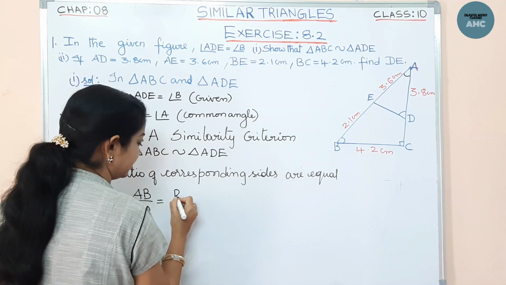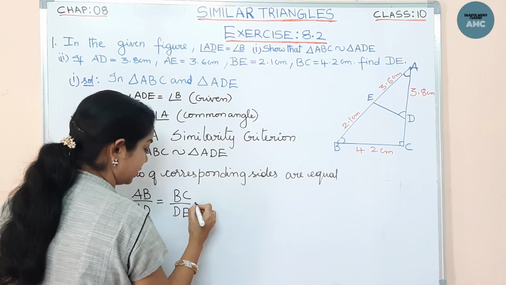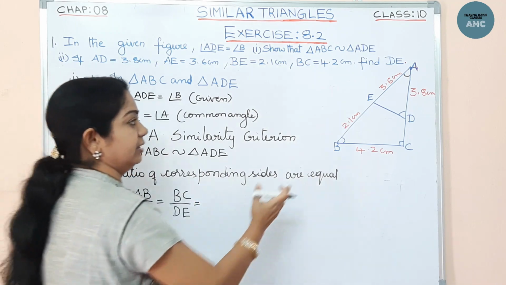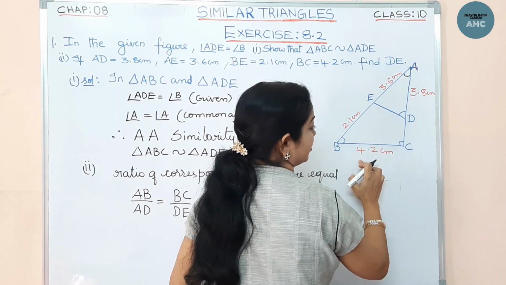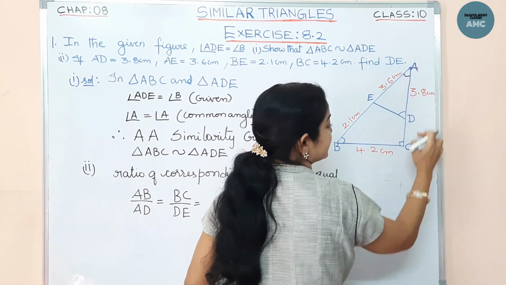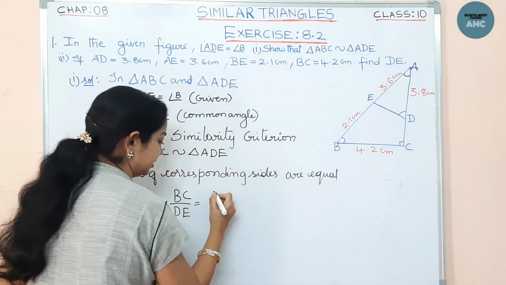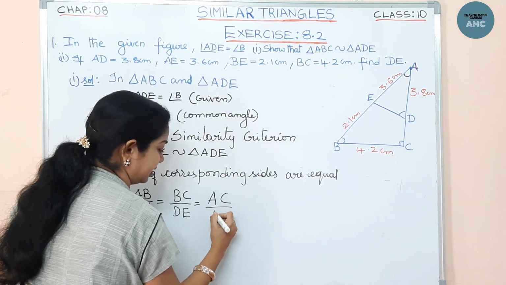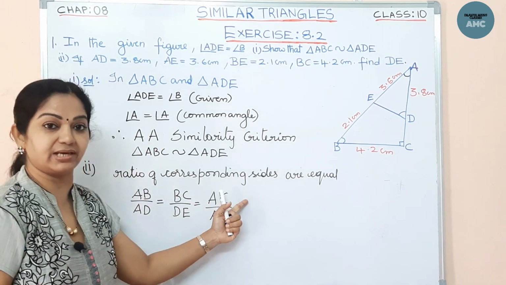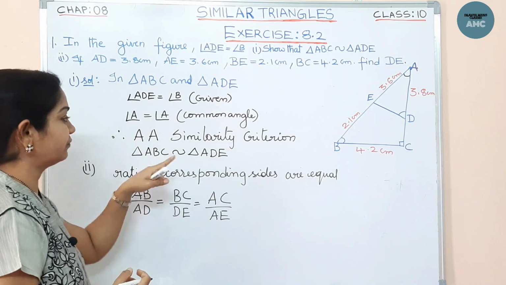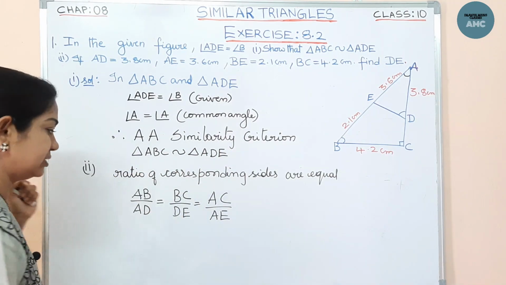BC for the bigger triangle, and for the smaller one I can write DE or ED, one and the same. These two are corresponding. Now the third one is AC, and the corresponding side is AE. So AC by AE. We equate the ratios of their corresponding sides when the triangles are similar. We have proved that the triangles are similar, so I am equating their corresponding sides.